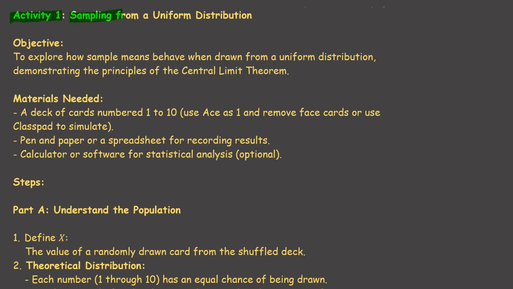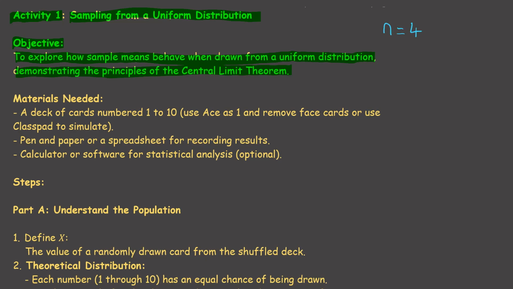Activity 1. Sampling from a uniform distribution. And the objective here is to explore how sample means behave when drawn from a uniform distribution, demonstrating the principles of the central limit theorem. Now I'm going to say here that we're going to be working with a very small sample. We're going to be looking at n equals 4.